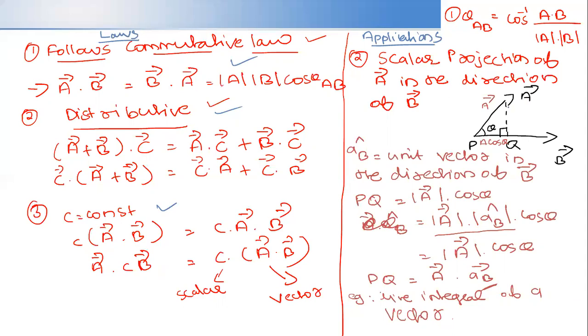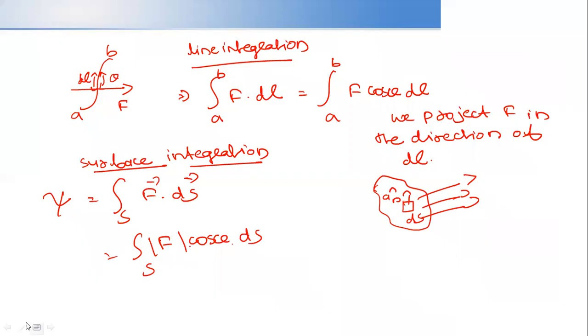You have a vector A and we are projecting it in the direction of B. So in order to show the direction of B, you should have the unit vector in the direction of B, that is AB cap. Then same way PQ will be A cos theta. Then we multiply that with the unit vector AB to give the direction. So mod A into modulus of unit vector AB into cos theta. That will be A cos theta, because the value is 1, that is A dot AB, dot product. And the application is to find the line integral of a vector, which we have seen in the next slide. That is how we find the line integral.